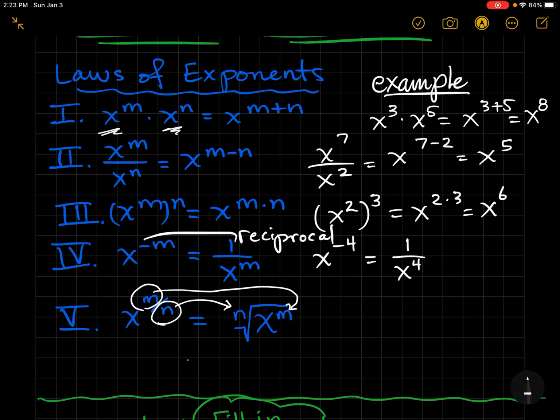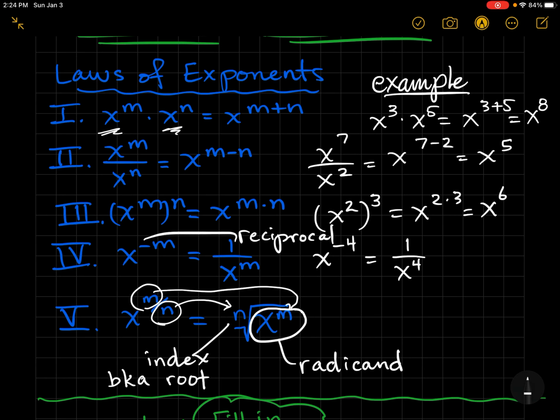There are a couple different parts. I want you to know this n is called the index, but more commonly or better known as the root. Okay, and whatever's under here, that's called the radicand. And that might be a new word for you. And of course, we know this is called the radical sign. So make sure you know those three names. You have the index is your n. The radicand is whatever's up under the radical sign.